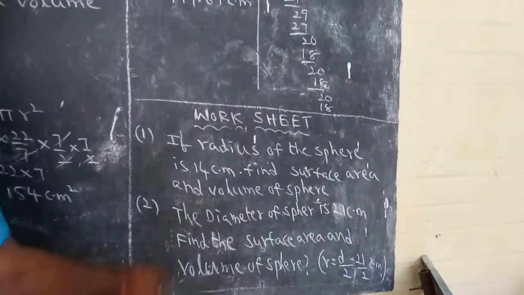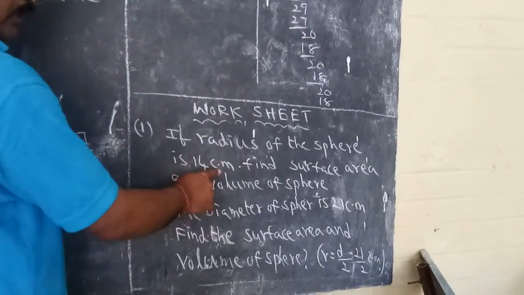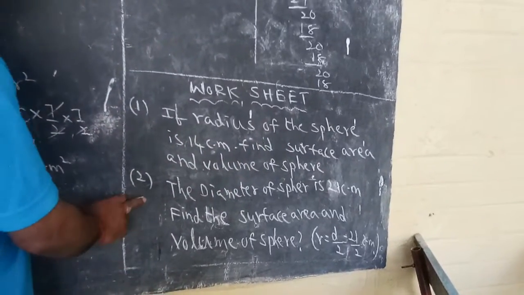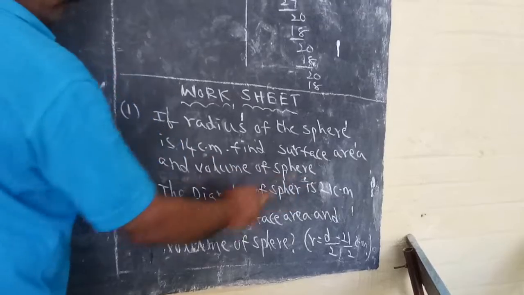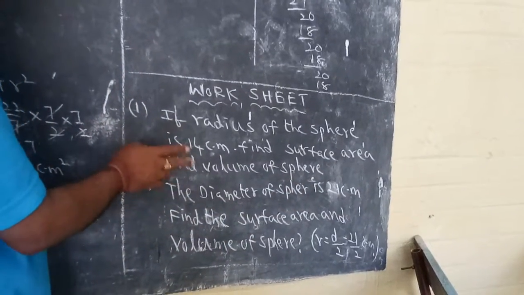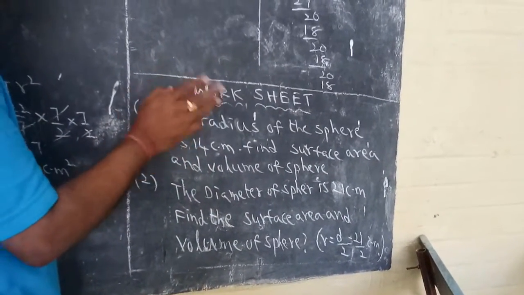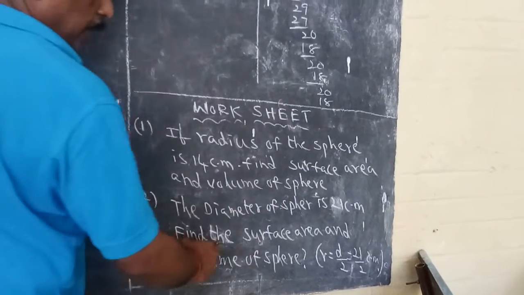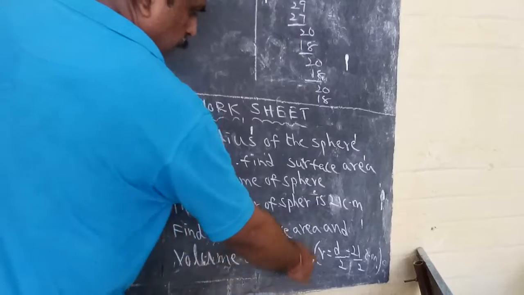I have given a worksheet for you, and we have to do these 2 sums. The first one is: if the radius of the sphere is 14 centimeters, find the surface area and volume of the sphere. The second one: the diameter of a sphere is 21. I have given the diameter in the second sum, so I have to divide by 2, then you get the radius. The diameter of a sphere is 21 centimeters. Find the surface area and volume of the sphere.